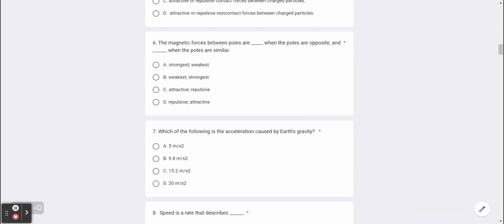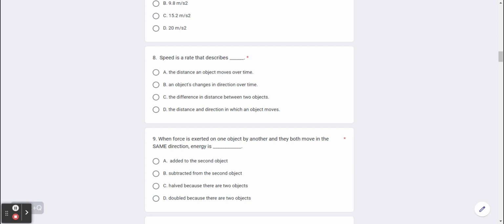6, the magnetic force between poles are blank when the poles are opposite and blank when the poles are similar. A, strongest and weakest, B, weakest, strongest, C, attractive, repulsive, D, repulsive, attractive. 7, which of the following is acceleration caused by Earth's gravity? A, 5 meters per second squared, B, 9 meters per second squared, C, 15 meters per second squared, or D, 20 meters per second squared.